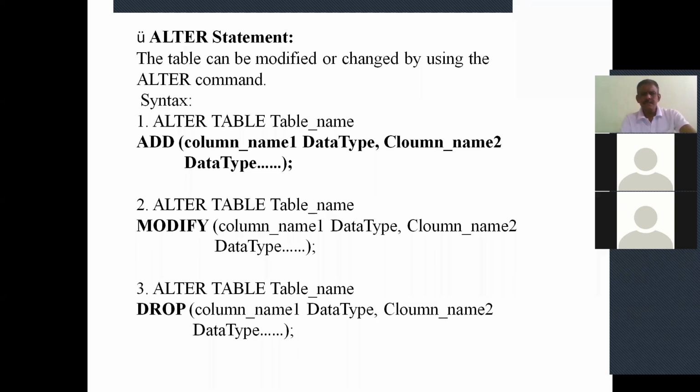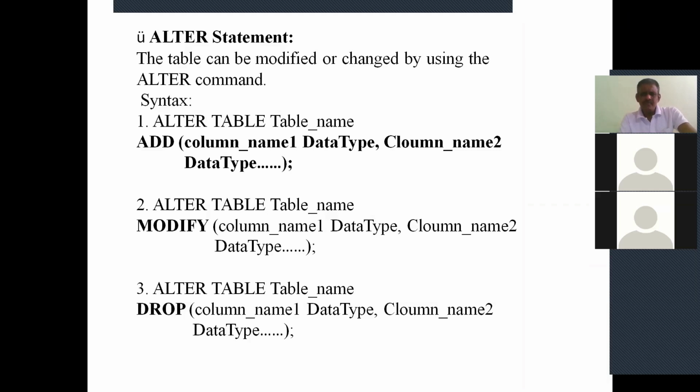Third syntax is alter table, table name. In all these three syntaxes, alter table is a keyword and add, modify, even drop are the keywords. Remaining are optional. Table name is a user defined name, then column names are user defined column names and data types. Right? So alter table, table name, drop. Drop is another keyword used with alter, column name 1, space, data type, comma, column name 2, space, data type, dash, dash, dash, close the parenthesis, ending with semicolon.